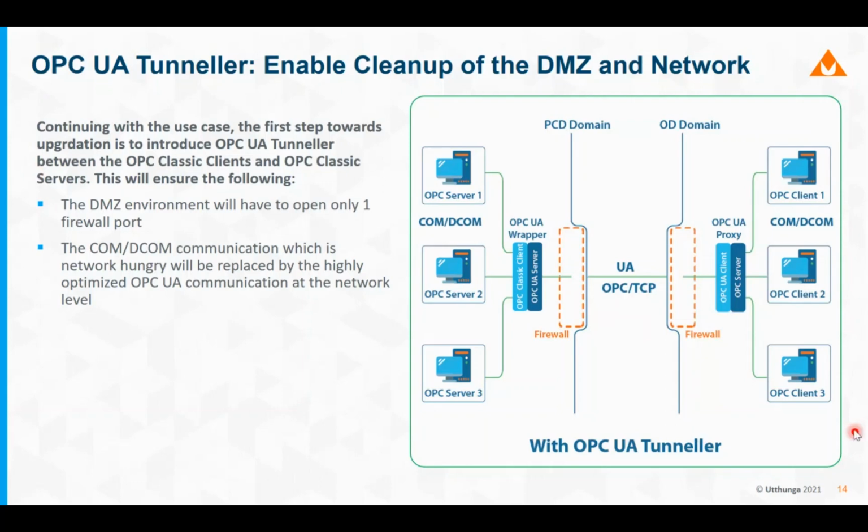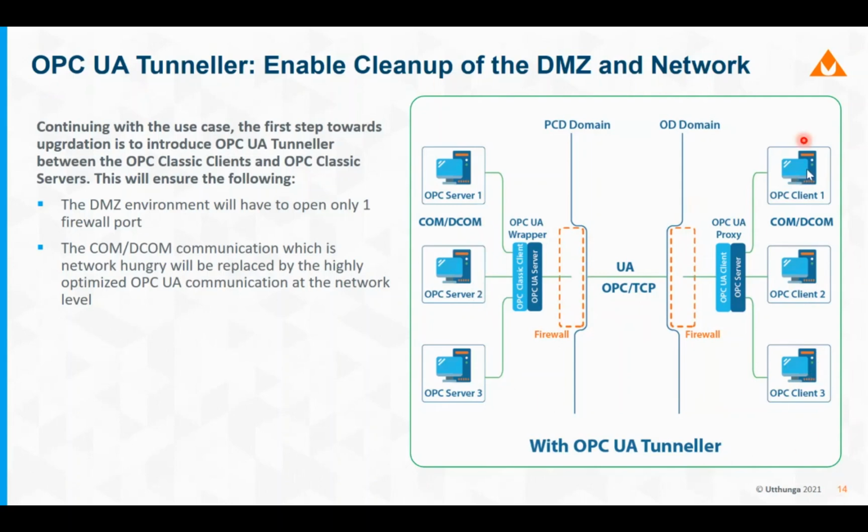So now, if you look at it, what is happening? All these OPC clients who are sitting on the OD domain connect to an OPC UA proxy. What the person providing a solution does is install the OPC UA proxy on one side, install the OPC UA server or the wrapper on the other side, and let all these clients and servers connect to it.